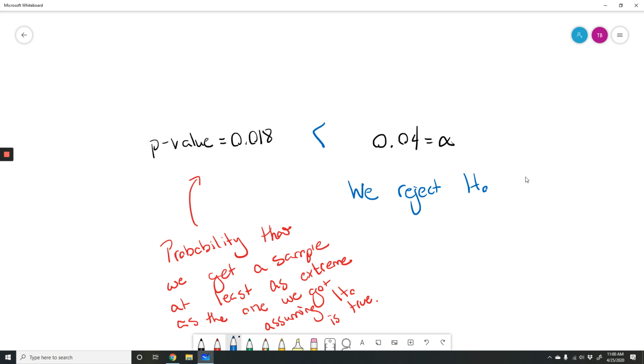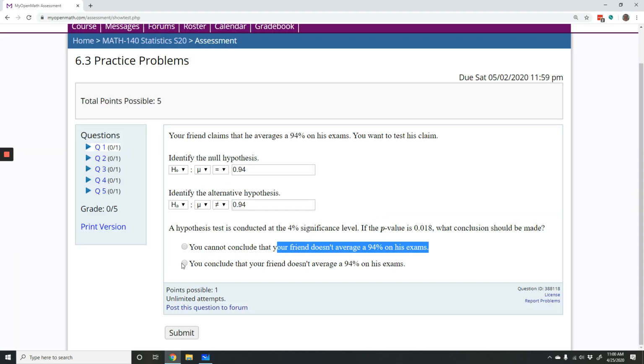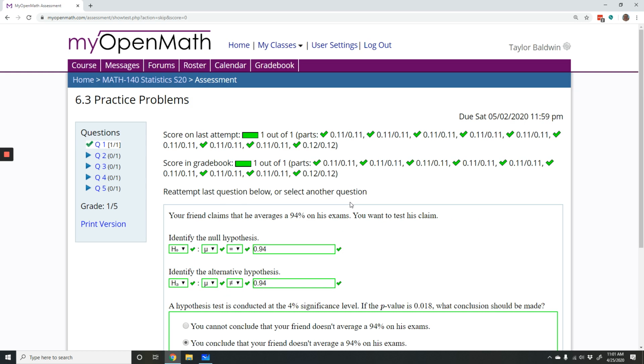That's not what we're doing here, right? We've decided that we can reject our null hypothesis. So it better be this option that's our answer. You conclude that your friend doesn't average 94% on his exam. So we're concluding the alternative hypothesis is correct, which means we are rejecting the null hypothesis. Okay? So let's submit, and we have it.